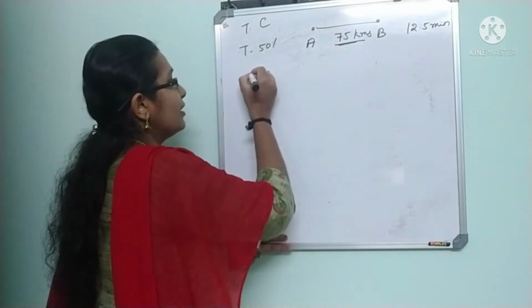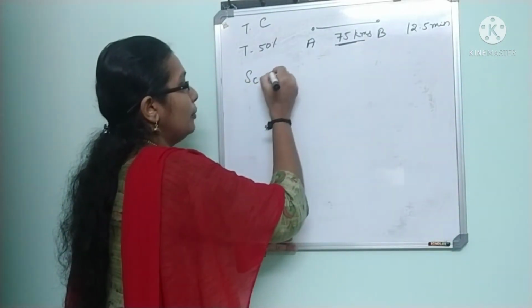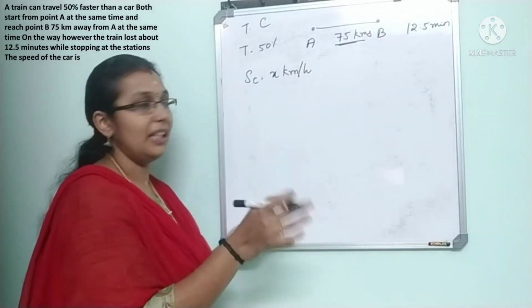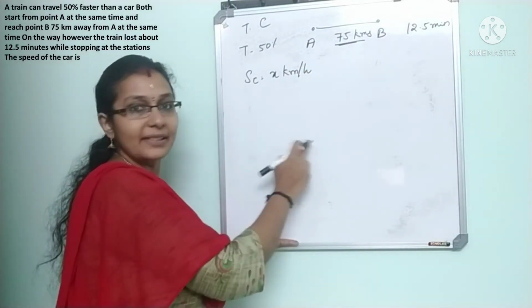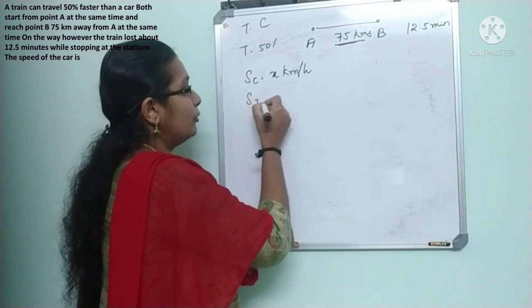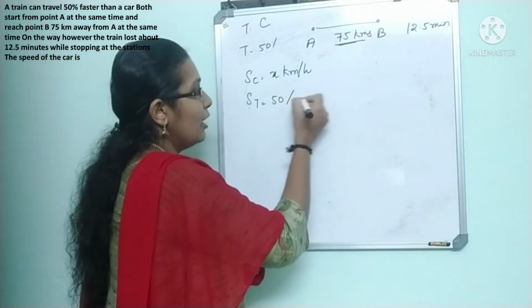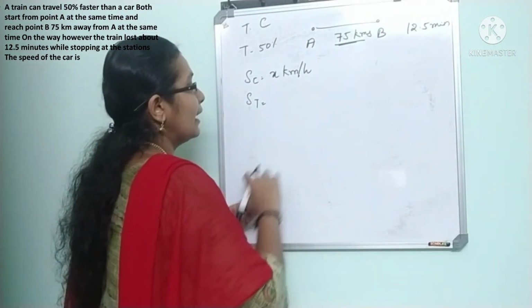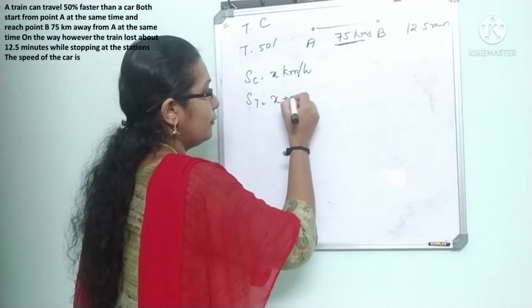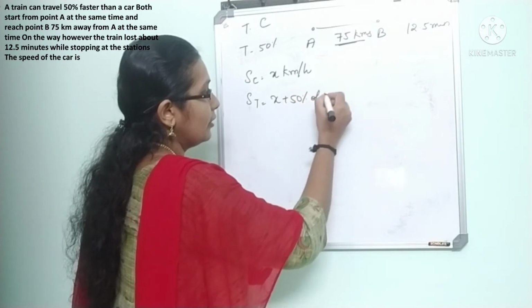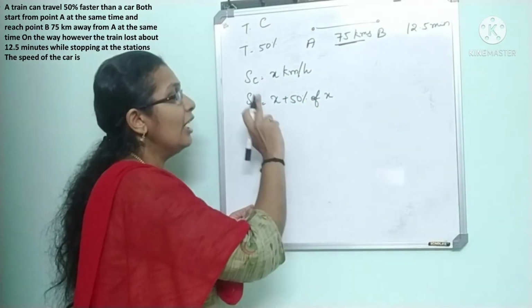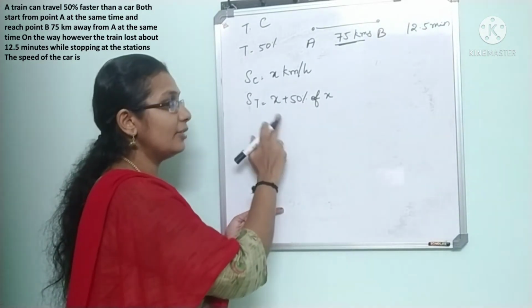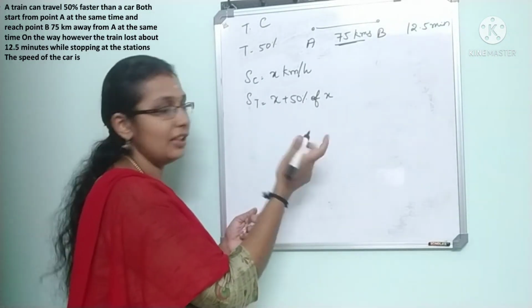Okay, first let us consider the speed of the car to be x kilometers per hour, because they haven't given the value, so let us assume it to be x. So the speed of the train would be 50% faster than the car. Okay, so how can you write? x plus 50% of x, correct? x is the car speed. So the train speed is 50% greater than x, which means you will write it as x plus 50% of x, correct?